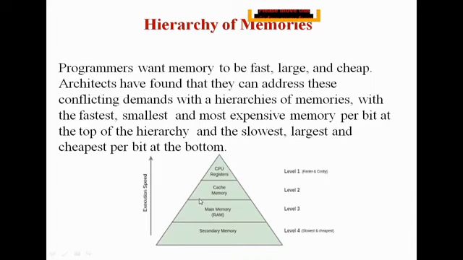While we are going towards the bottom, it will have the slowest, largest and cheapest memory. For example, CPU and cache memory are the fastest but smallest and most expensive memory. While going to the lower level memory, that is secondary memory, they will be the slowest, largest and cheapest memory.